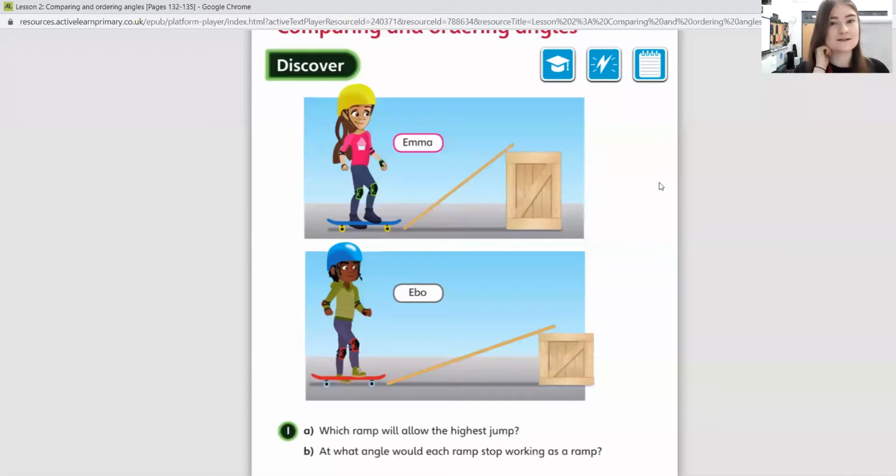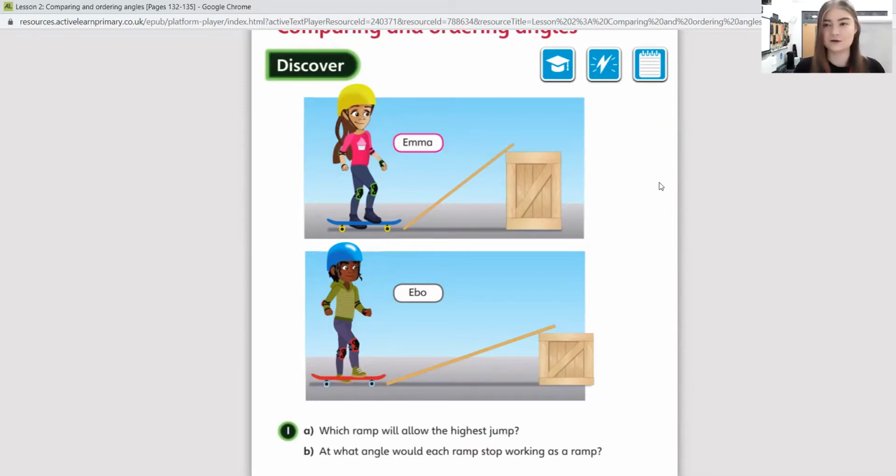Okay, so this Discover Today is asking for 1A, which ramp will allow the highest jump? So will Emma's ramp allow a nice high jump, or will it be Evo's ramp that gives you a nice high jump? And then for question B, at what angle would the ramps actually stop working as a ramp? So when would they not actually let you go forwards and fly nice and high through the sky? I want you to pause and have a go at those for me, Year 4.